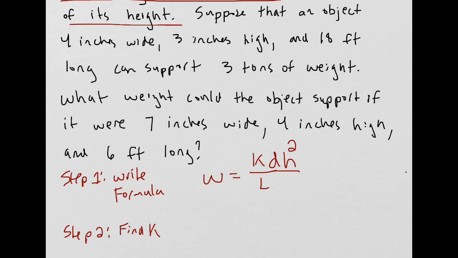Well, that's a lot of information there. Notice they tell us that we've got a 4-inch wide. Remember we called the width D. So what they're saying is that when D equals 4, 3 inches high, that's our height, so H equals 3, and 18 feet long, so L equals 18. They're saying that that object can support 3 tons of weight. So when D is 4, H is 3, and L is 18, W is 3.